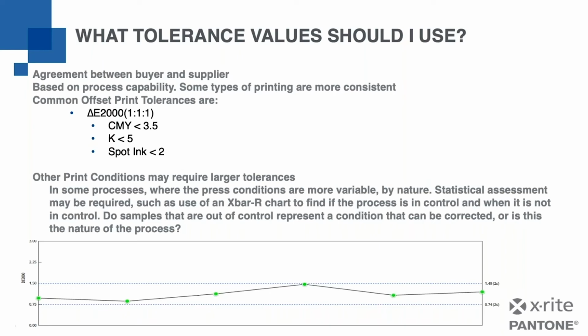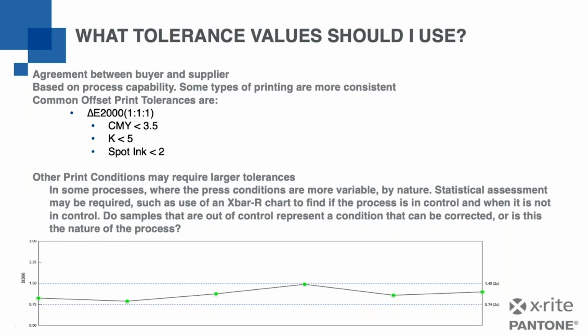And then spot inks are going to be a little bit tighter, closer to under 2 delta E. For some other print conditions, they may require a little bit larger tolerances. So you may, in fact, start out with something close to what those offset tolerances are. And those are used across other different kinds of print conditions.